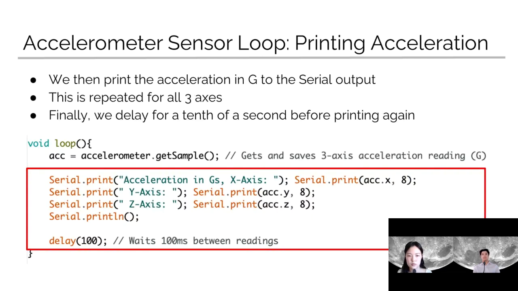And after reading the acceleration, we next want to print the acceleration. So how would we go about doing that? Yeah, so we will print the acceleration in G's to the serial output for all three axes. And so here we can see that it is printed out for the X, and then the Y, and then the Z. And then we will wait for a tenth of a second before printing again.